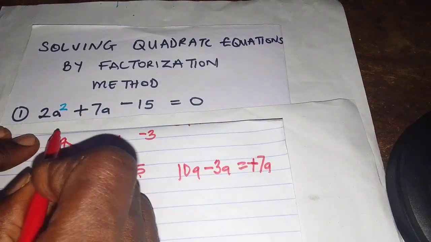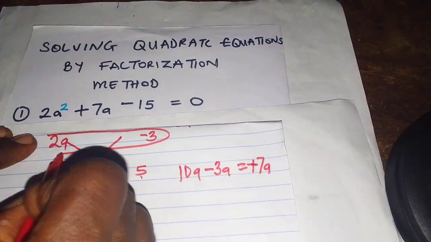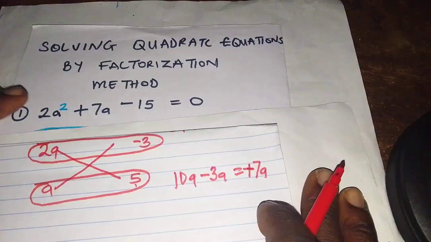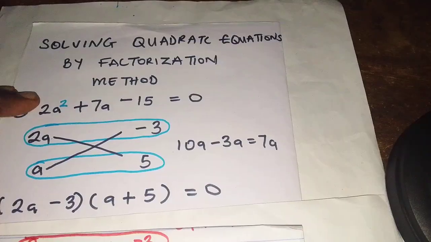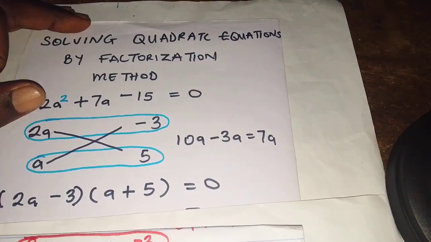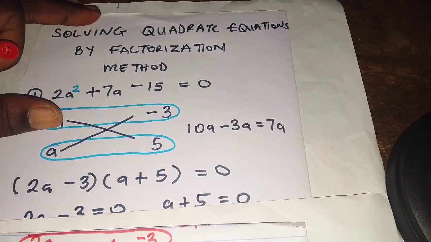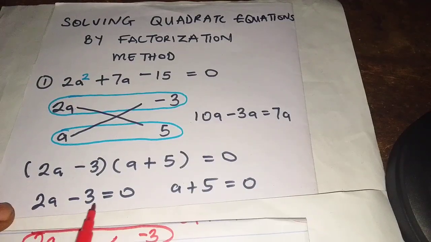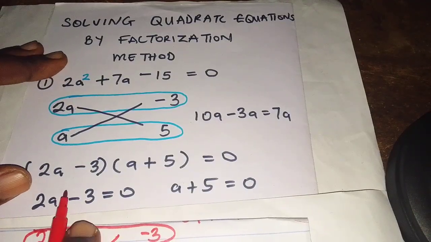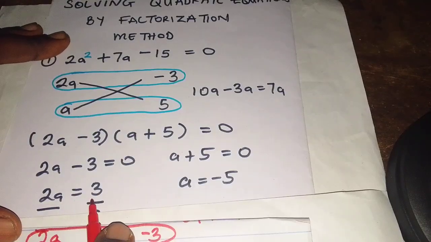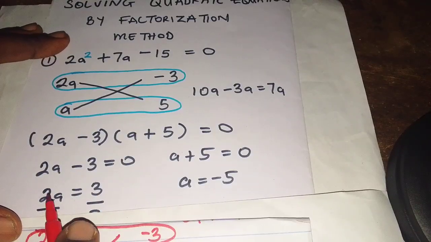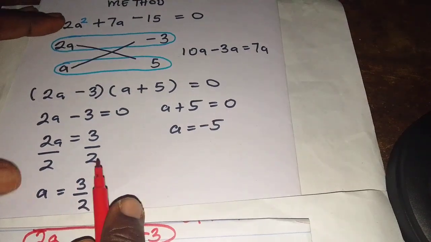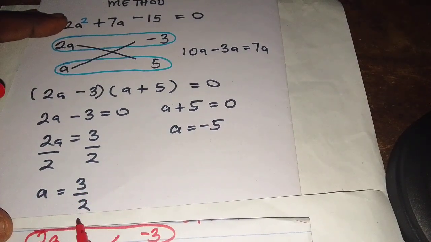So when I'm writing the factors, you now write it this way: 2a minus 3, a plus 5 should be equal to 0. So you now equate each of these factors to 0. So 2a minus 3 is equal to 0. When minus crosses the equality sign, it turns to plus 3. You are looking for a. So to get a, you divide both sides by 2. So that means your a will now be 3 over 2.